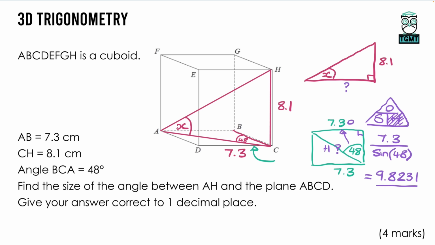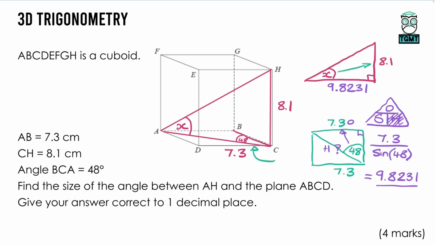That length there, being the diagonal from A to C, is also now the base of the triangle that we're looking at in the middle. So that here is 9.8231. And now I can do SOHCAHTOA all over again.